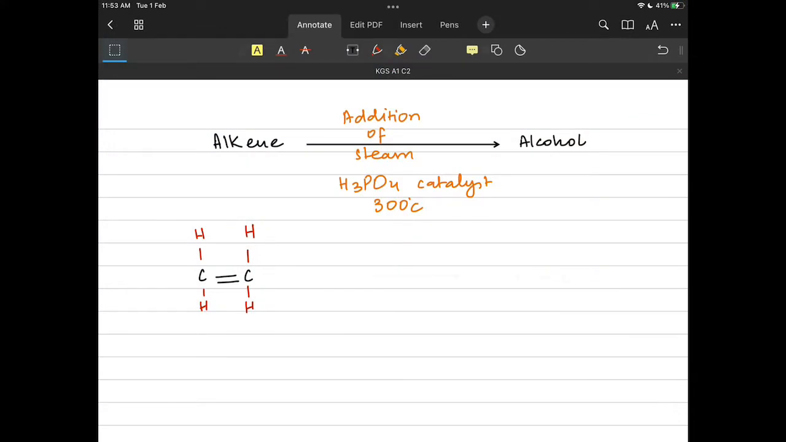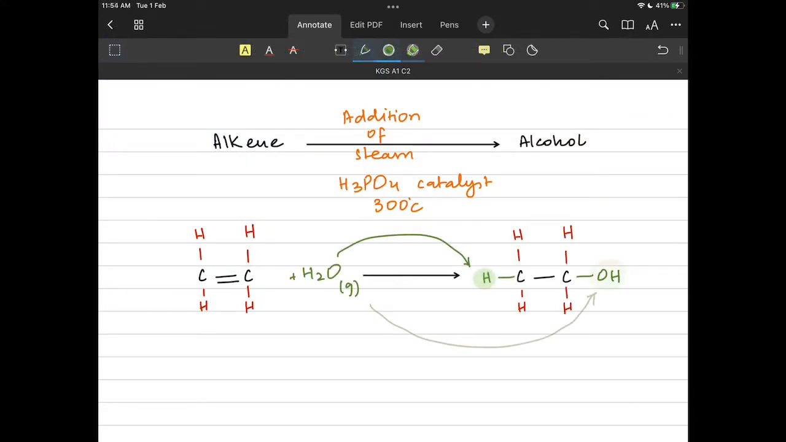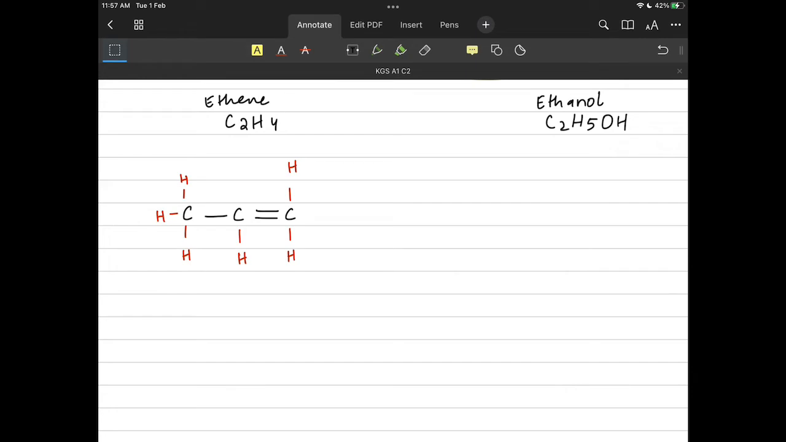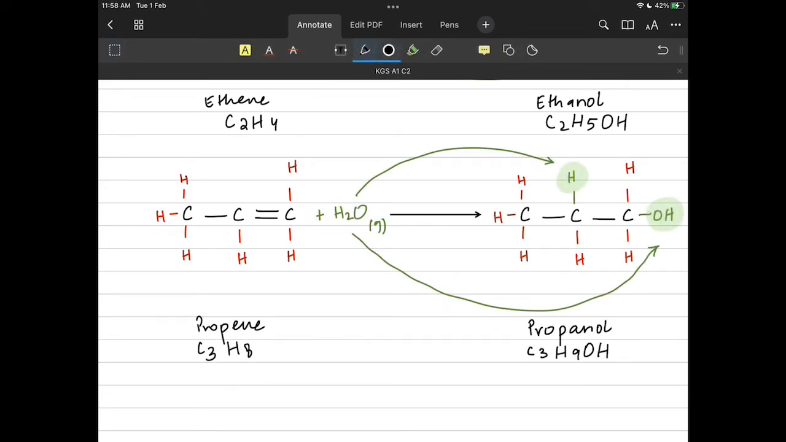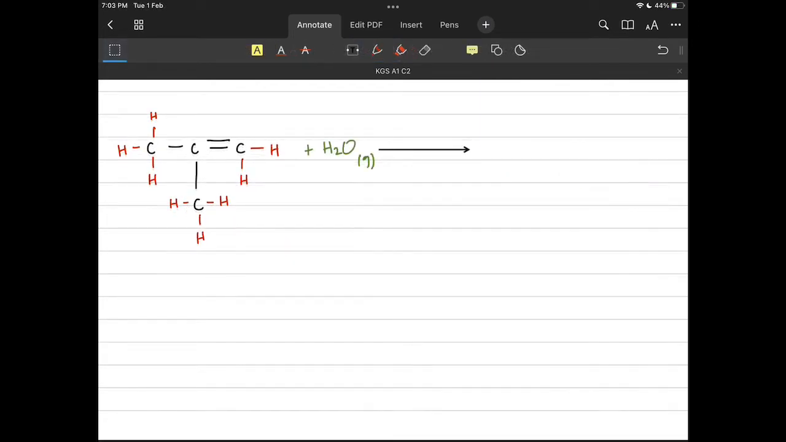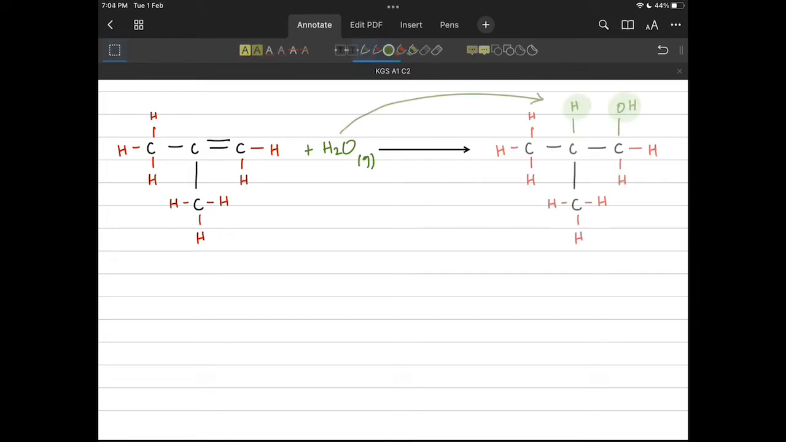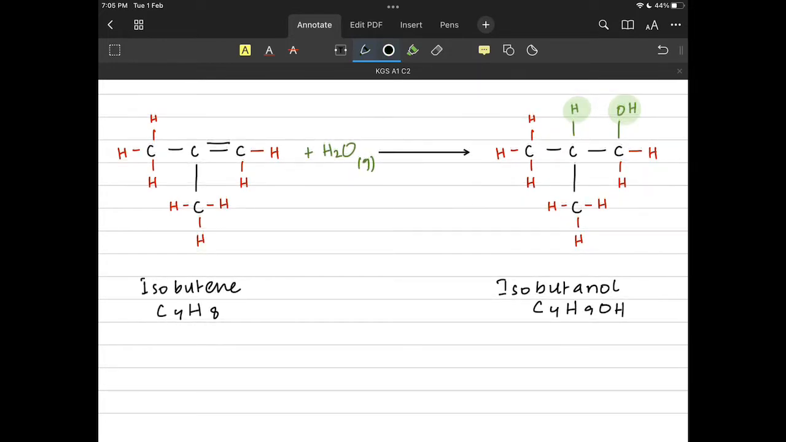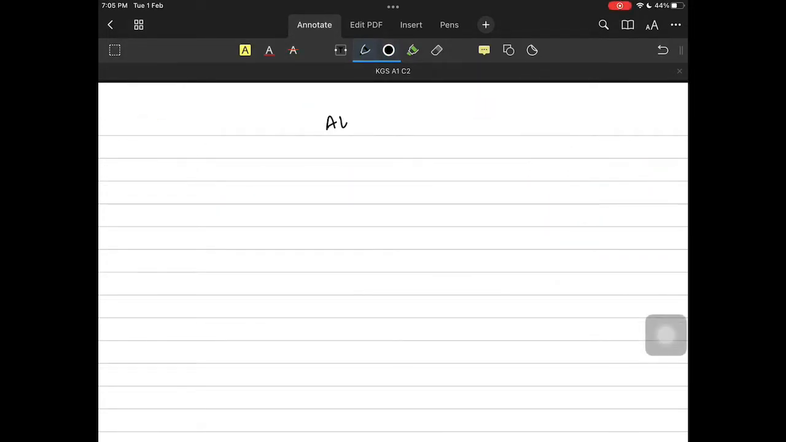We know that addition of steam method can make any alcohol by adding H and OH on the carbons which have double bond, like ethene makes ethanol. Propene, which has 3 carbon and a carbon-carbon double bond, makes propanol by addition of steam. Similarly, isobutene would make isobutanol by the addition of H and OH on the exact carbons which have the carbon-carbon double bond. So similarly, we know that alcohols always have OH on them.